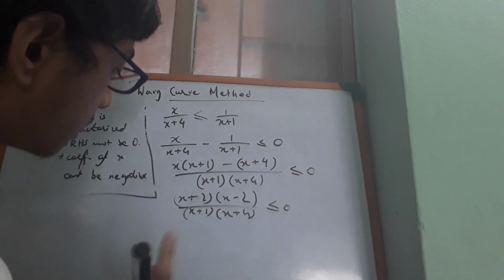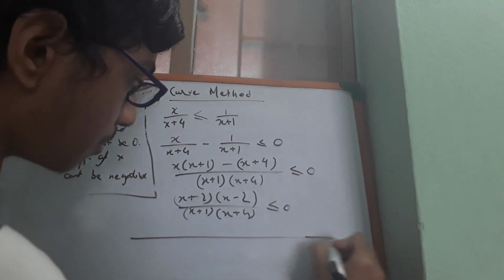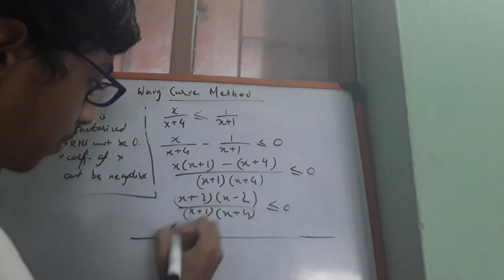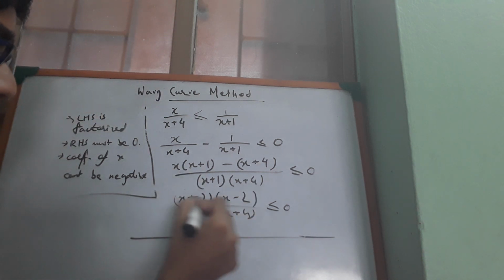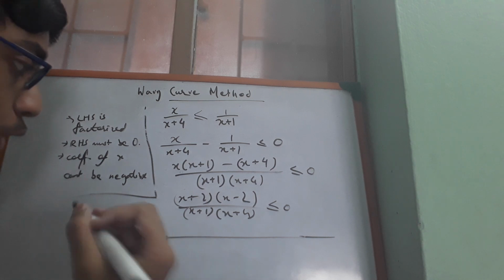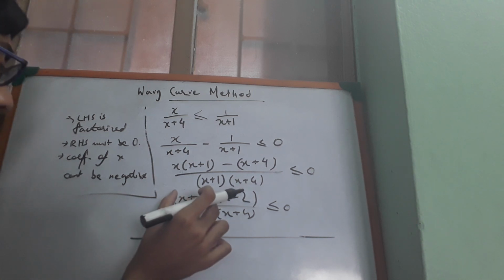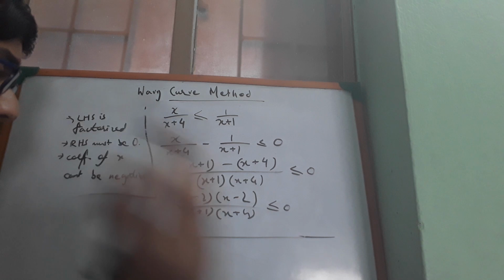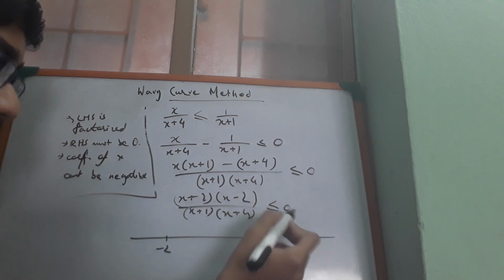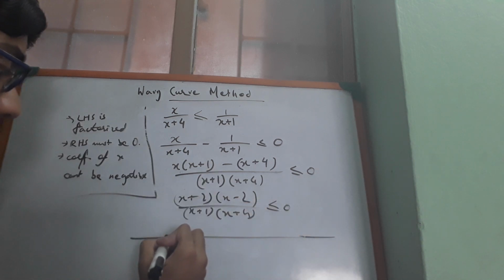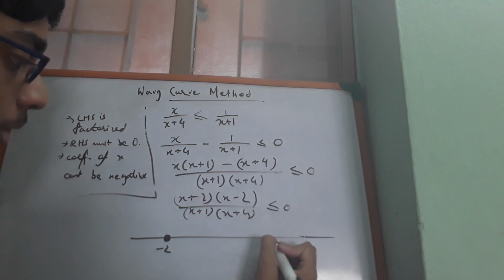Now see, in this case, first of all let's plot the critical points. Minus 2 will be a critical point because at minus 2 this bracket is becoming 0. Minus 2 should be included, of course, because if the numerator is 0, then the expression is 0, and we want less than or equal to 0, so minus 2 should be included. Plus 2 is also a critical point, and that should also be included because it's in the numerator.